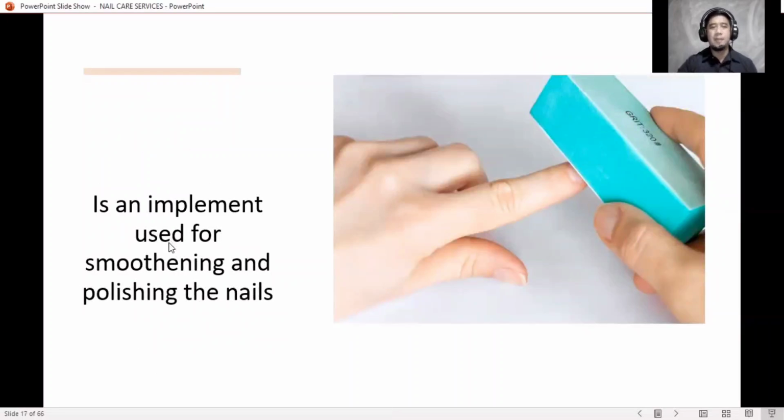Next, we have this one. It is an implement used for smoothing and polishing the nails. Yan. So para daw kumita ang ating mga kuko. And this one we call nail buffer. Okay, don't forget it, nail buffer.